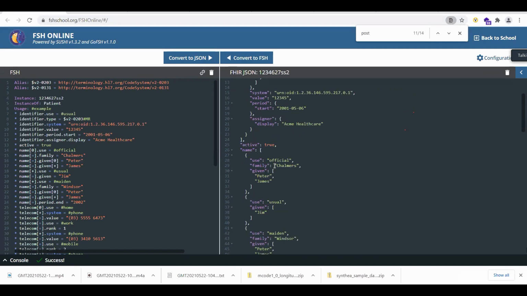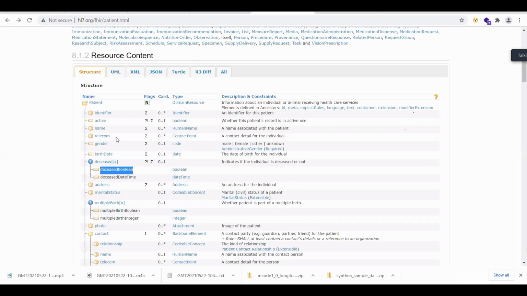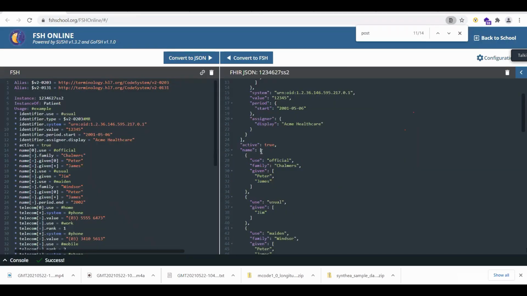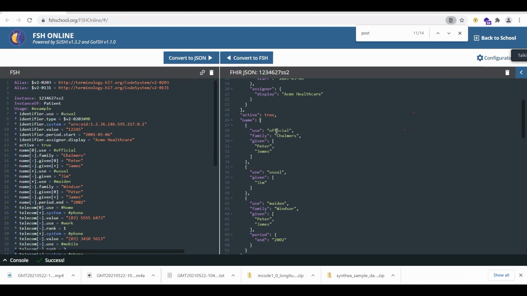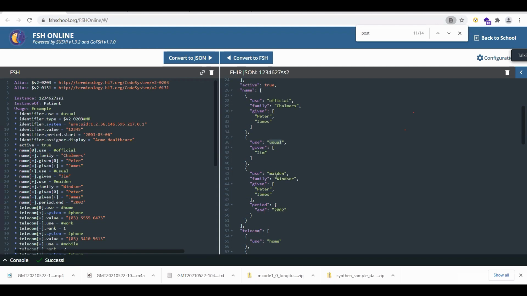So for example, let's take an example of name, and that will help you understand better. Name is 0 to star. What it means is name can either be absent or name can repeat multiple times. If you see here, the name is repeating multiple times. The first time it's an official name, then the second time a usual name, and then there is a maiden name also for the patient. So there are 3 different types of name that this person has been given.